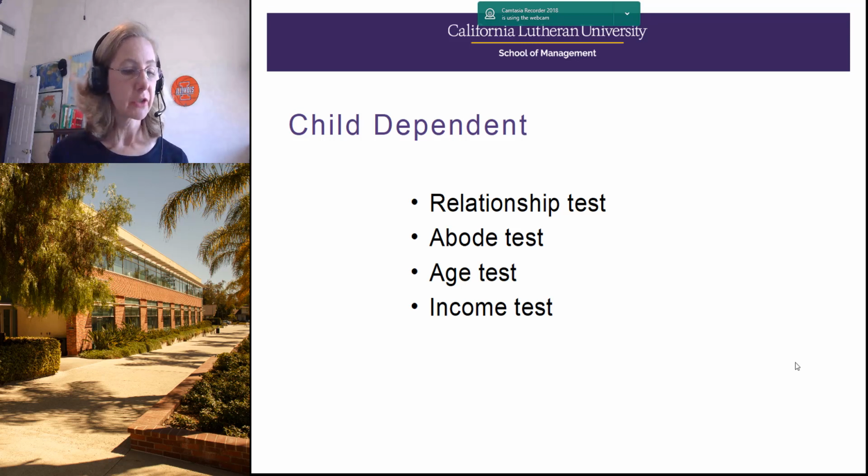The dependent child must also live with the taxpayer for more than half the year. That's the abode test. Must either be under the age of 19 or under 24 if a full-time student. That's the age test. And this qualifying child must meet the income test, which means he or she is not providing more than half of his or her support. So that's our qualifying child.